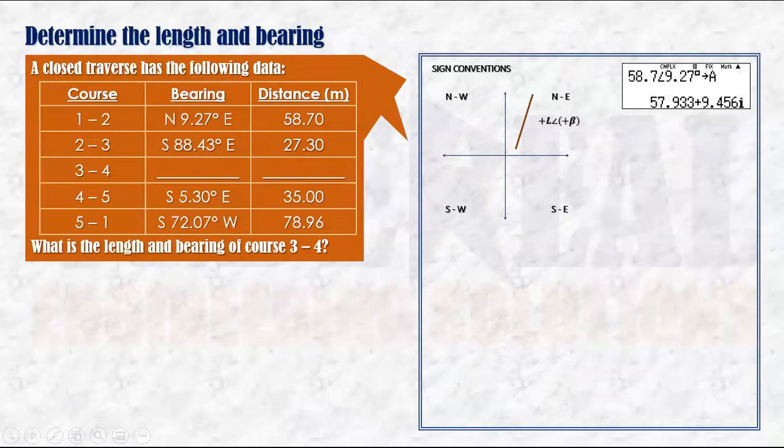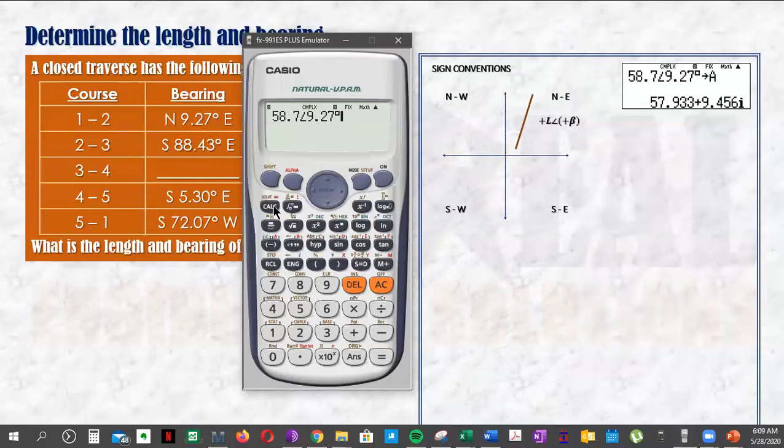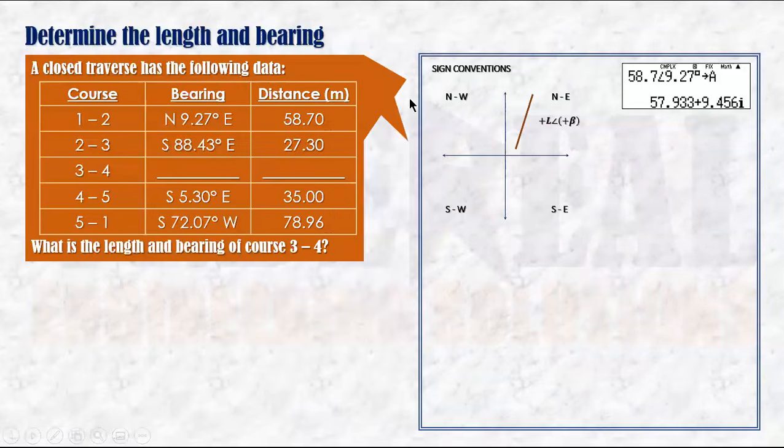So that's it. I stored it to A. I'm going to store that to A: store, shift, RCL A. Okay? Now, if it's southwest, take note, southwest is just a reflection of the northeast. Northeast is positive, positive, so southwest must be negative, negative. Both the real and imaginary parts are negative. So all you have to do is place a negative sign before you input that L angle beta. So that's a negative of the quantity L angle beta.